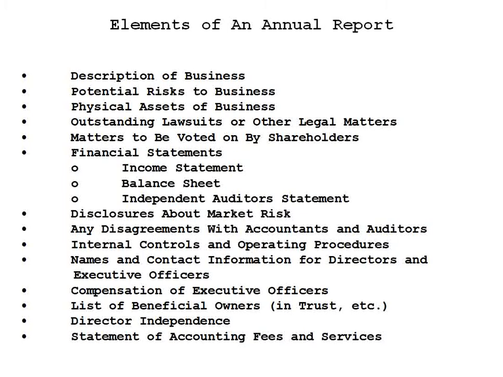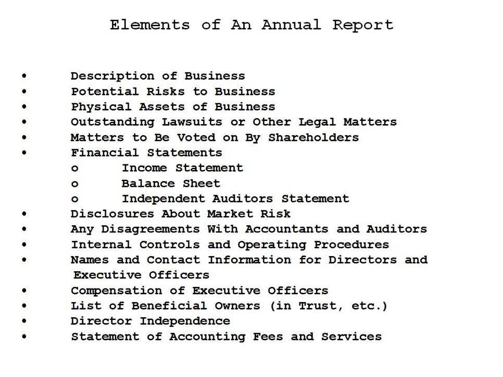Then are lists of beneficial owners, which in fact represent owners who are not otherwise disclosed in this annual report. Thus, anything that is held in trust for the benefit of another individual, any stocks that are held in that fashion, are disclosed here.